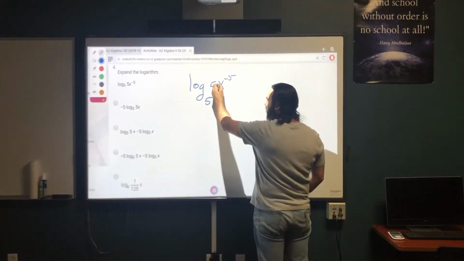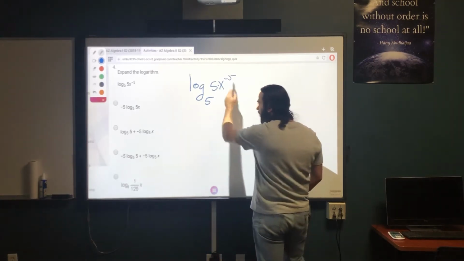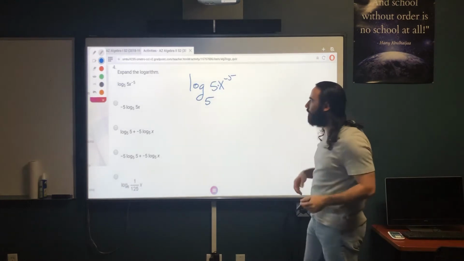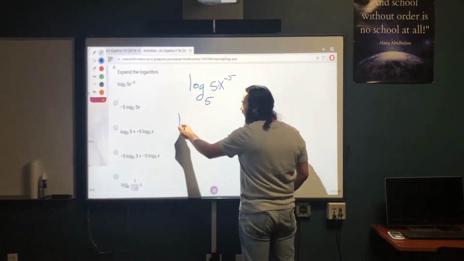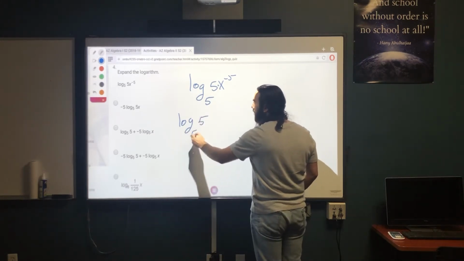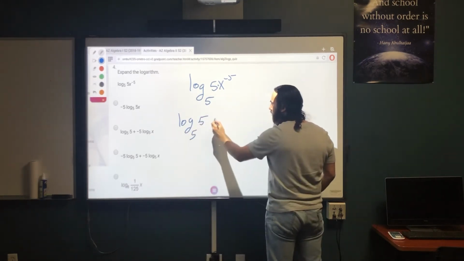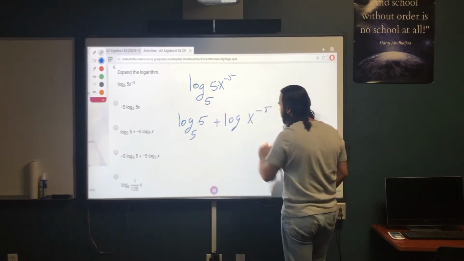We have multiplication. I can't start with the exponent. Why? Because the 5 is not raised to the power of negative 5. It's only the x. So first I need to separate between the 5 and the x. So we have multiplication, so we add. So it's going to be log 5 with the base 5 plus log x to the power of negative 5.